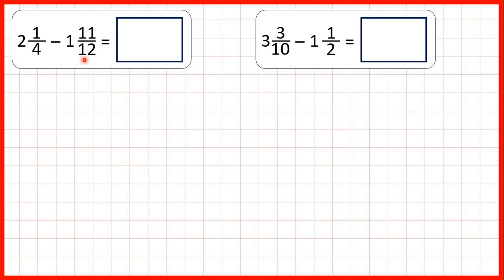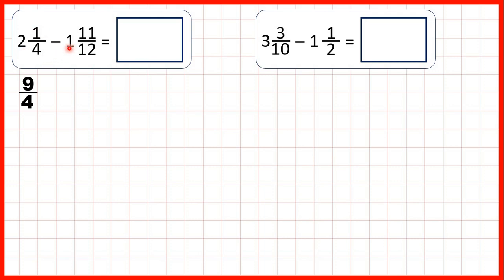Now we're subtracting mixed numbers, but this time we're going to get our answer by first changing both of our mixed numbers to improper fractions. Remember, to change a mixed number to an improper fraction, we multiply the whole number by the denominator and then add the numerator. So here 2 times 4 is 8 plus 1 is 9. So 9 quarters is the same as 2 and 1 quarter.